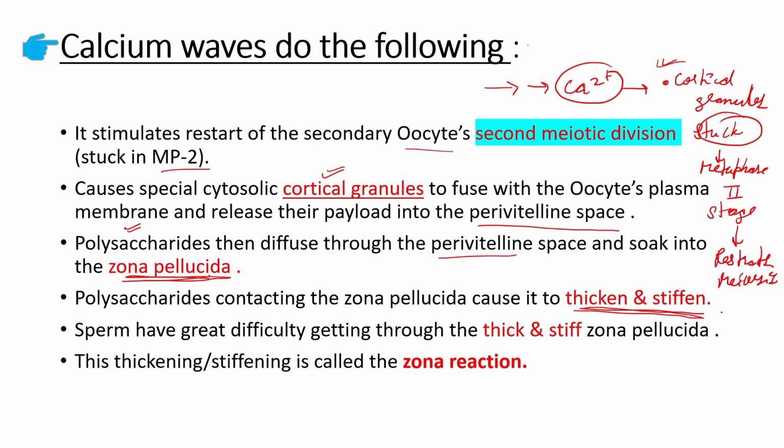Now through the interaction of these polysaccharides with the zona pellucida layer, it would thicken the outer layer of the ovum so that no other sperm would be able to enter into the egg. Sperm have great difficulty getting through the thick and stiff zona pellucida, so this thickening would inhibit the sperm from entering the zona pellucida layers. Now this stiffening is called the zona reaction. So this particular thing is known as the zona reaction.